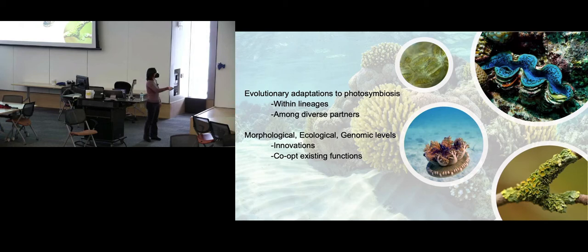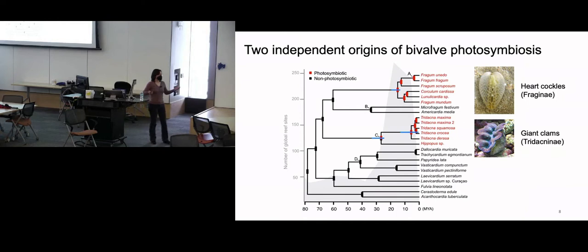So before I go into the questions, let's take a look at the evolution of photosymbiosis in bivalves. In living bivalves, so not including the extinct ones, there are two lineages that independently evolved photosymbiosis, or obligate photosymbiosis. One of them is the giant clams. Those might be more familiar to you guys. They're big, with colorful mantles, very popular among aquarium hobbyists. And then the other group, we call them the hard cockles.